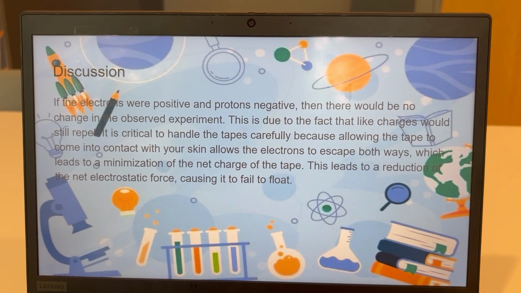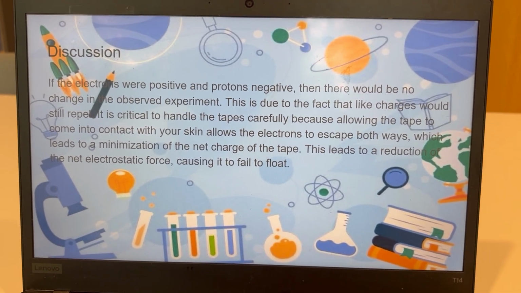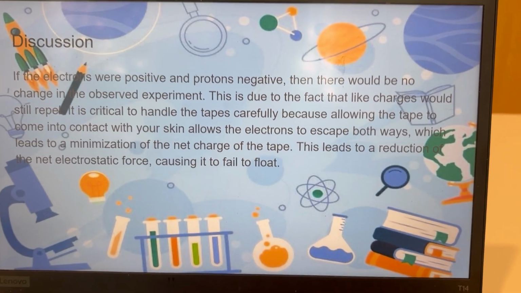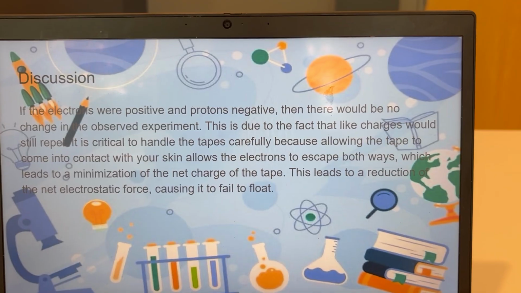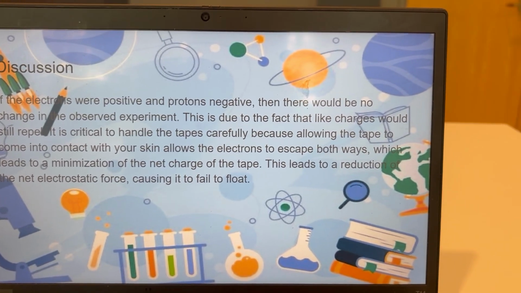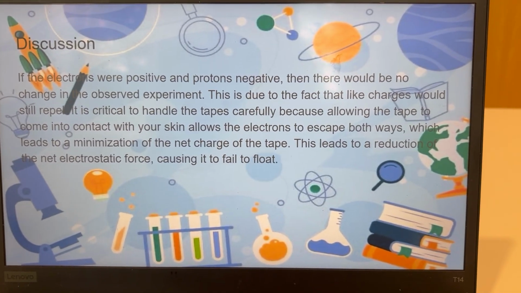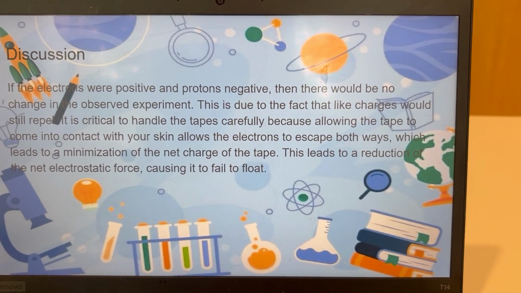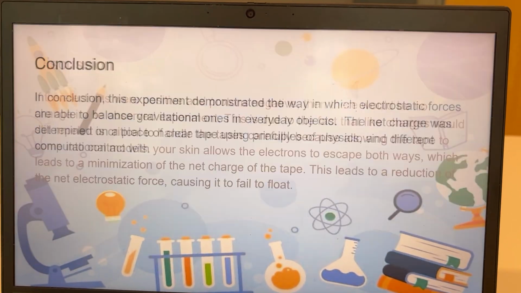The discussion is that if the electrons were positive and protons negative, then there would be no change in the observed experiment. This is due to the fact that like charges would still repel. It is critical to handle the tapes carefully because allowing the tape to come into contact with skin allows electrons to escape both ways, which leads to a minimization of the net charge of the tape. This leads to a reduction of the net electrostatic force, causing it to fail to float.